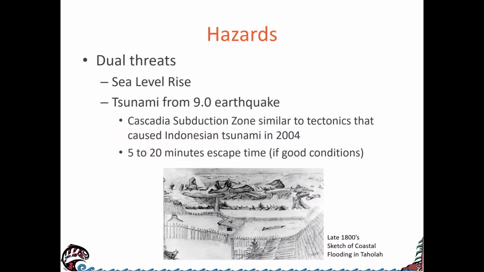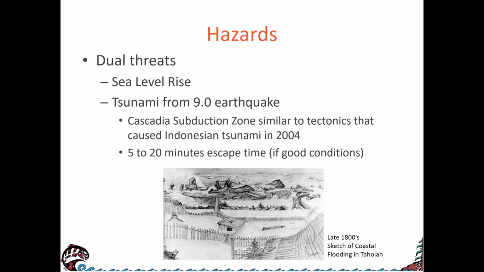Taholah is subject to dual threats of sea level rise and the tsunami from a 9.0 earthquake. As mentioned, Taholah is very low lying, so any effects from sea level rise of a foot or two or more would be very deleterious on the village. That's a drip, drip, drip problem, literally, that would occur over time. The tsunami from the 9.0 earthquake would be much more destructive and happen all at once.